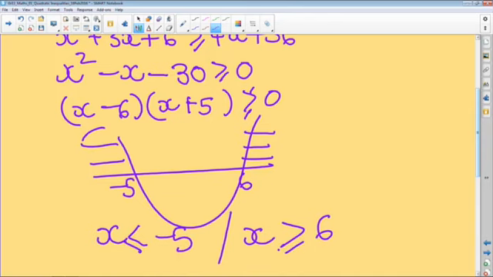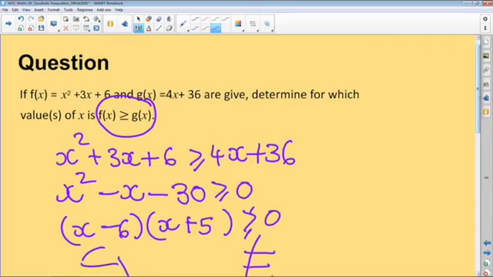But I want you guys, when we meet the next time, to work it out, draw these two graphs, and then you read off where is your parabola above your straight line.